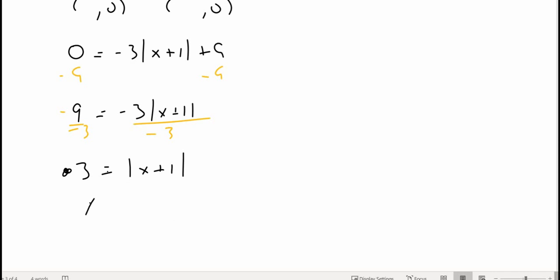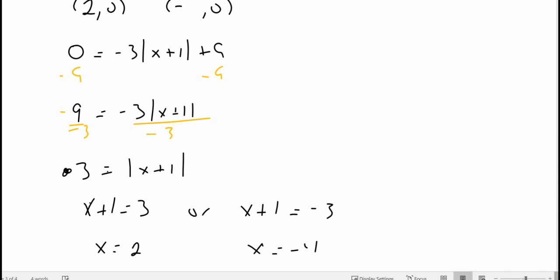Now I split the absolute value up: x plus 1 equals 3, or x plus 1 equals negative 3. When I subtract 1 from both sides, in this one we get 2, and in this one I'm going to get negative 4. So my 2 x-intercepts are 2, 0 and negative 4, 0.